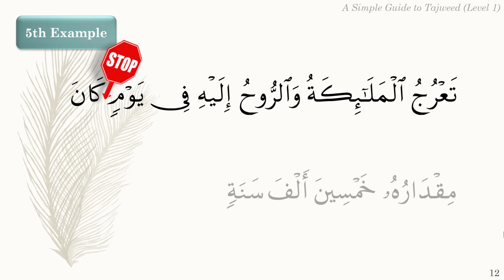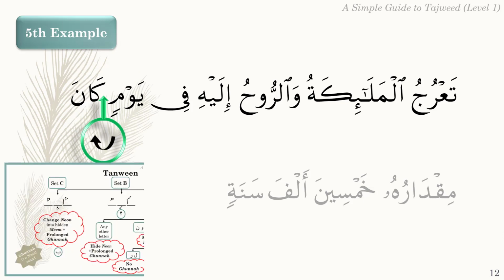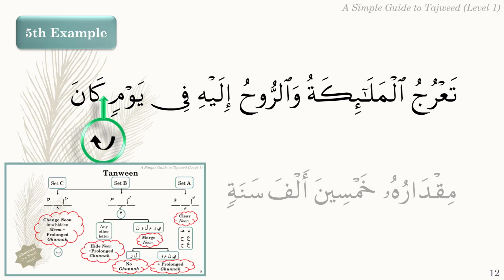تعرج الملائكة والروح إليه في يوم. When connecting the word that ends with Tanween Kasra to the following one, we will hide Noon Sakina of Tanween at the point of articulation of letter Kaf with prolonged Ghunna, as it is from set B where the Tanween Kasra is sliding and the following letter is not from Yarmulun.